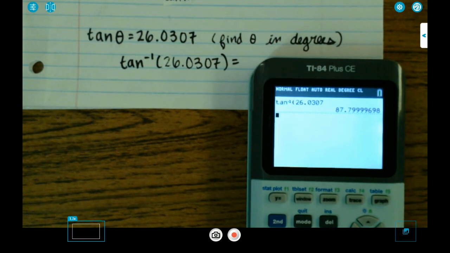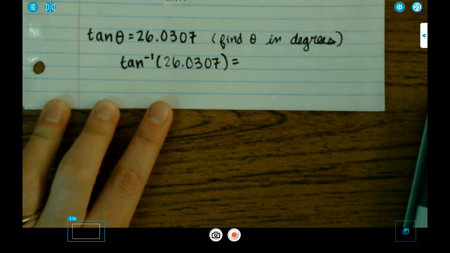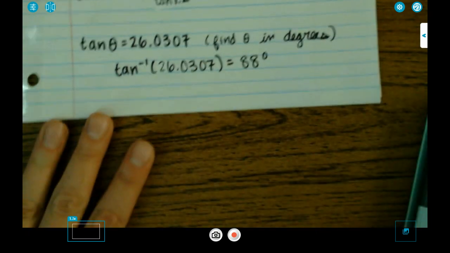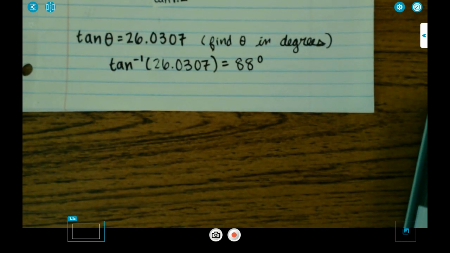And I get 87.7. It's got to be 8, because that's going to round it up. 87.8 degrees. And actually, never mind. When you're doing it in degrees, it tells you to round it to the nearest degree. So 88 degrees. Very auspicious. You would do the exact same thing if it was cosine or sine. You would do cosine inverse or sine inverse. You would do the exact same thing if you were asked to find theta in radians. You would just make sure your calculator is in radians to begin.